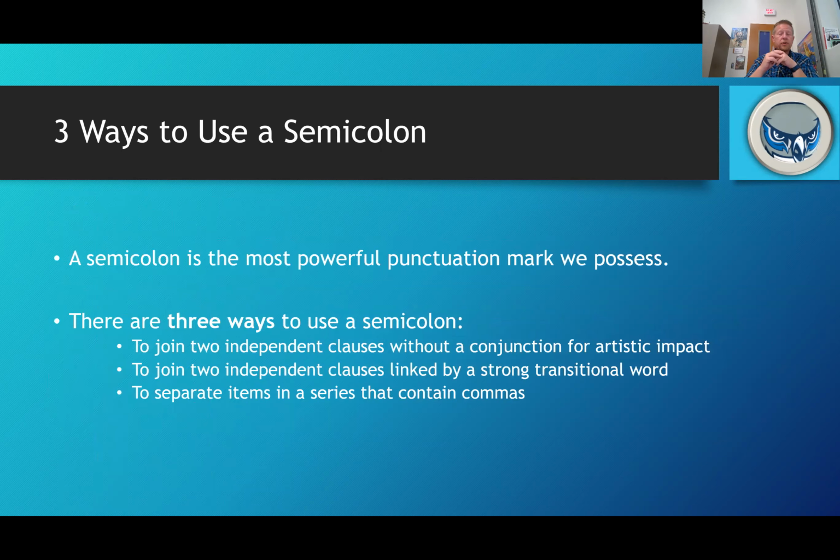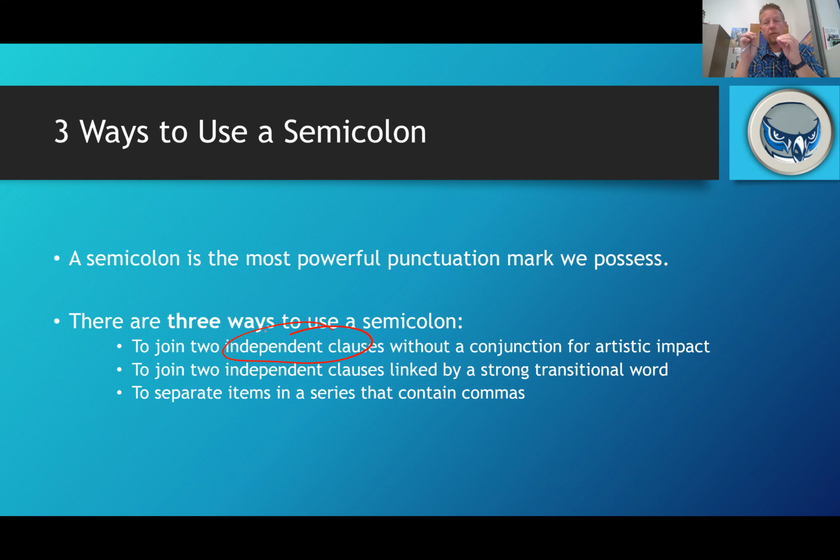There are three ways to use a semicolon. We talked about one of them last week, when we talked about using two independent clauses joined for artistic impact. So if you've got two independent clauses, you can join them with a semicolon without using a conjunction. We'll see some examples of that, but here's one example.